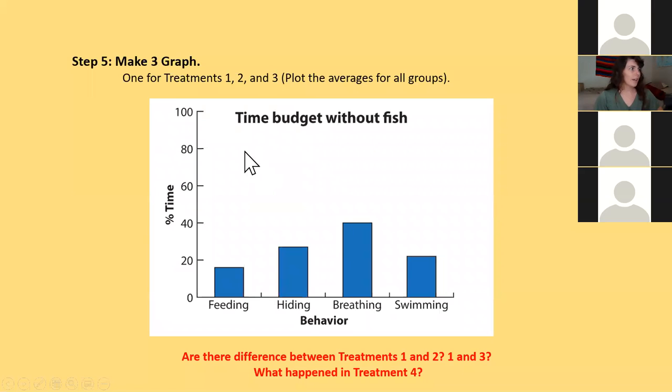So here's what to do: make a graph, one for treatment 1, 2, and 3, and you're going to plot the averages for all groups. That's the bottom row in the data sheet, the spreadsheet that you download. And you're going to say, is there a difference between treatment 1 and 2, treatment 1 and 3, and then how does it change in treatment 4 with the introduction of that secondary, or they call it tertiary, consumer.